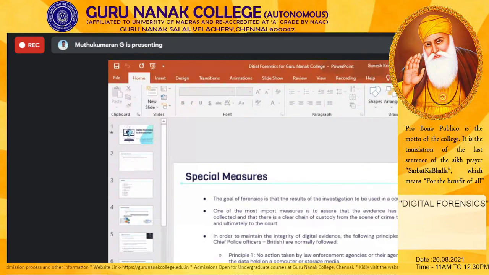Basically, the Association of Chief Police Officers of Britain has given us some minimum basic four principles which any forensic or digital evidence should have when they go and collect the evidence.